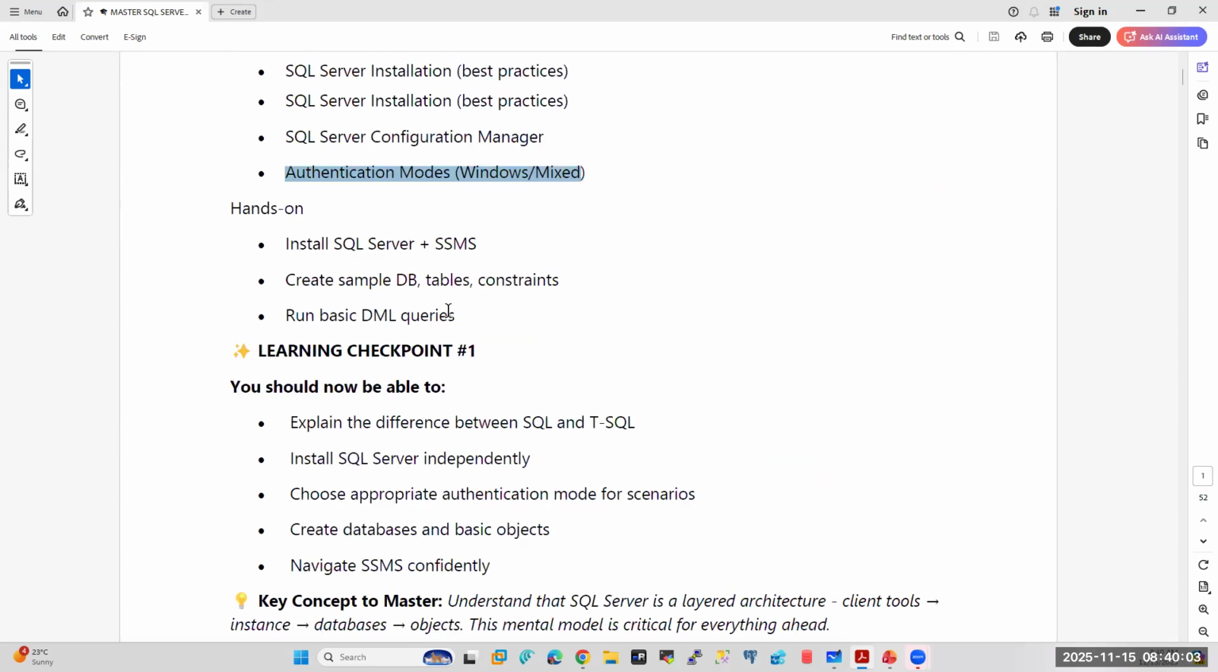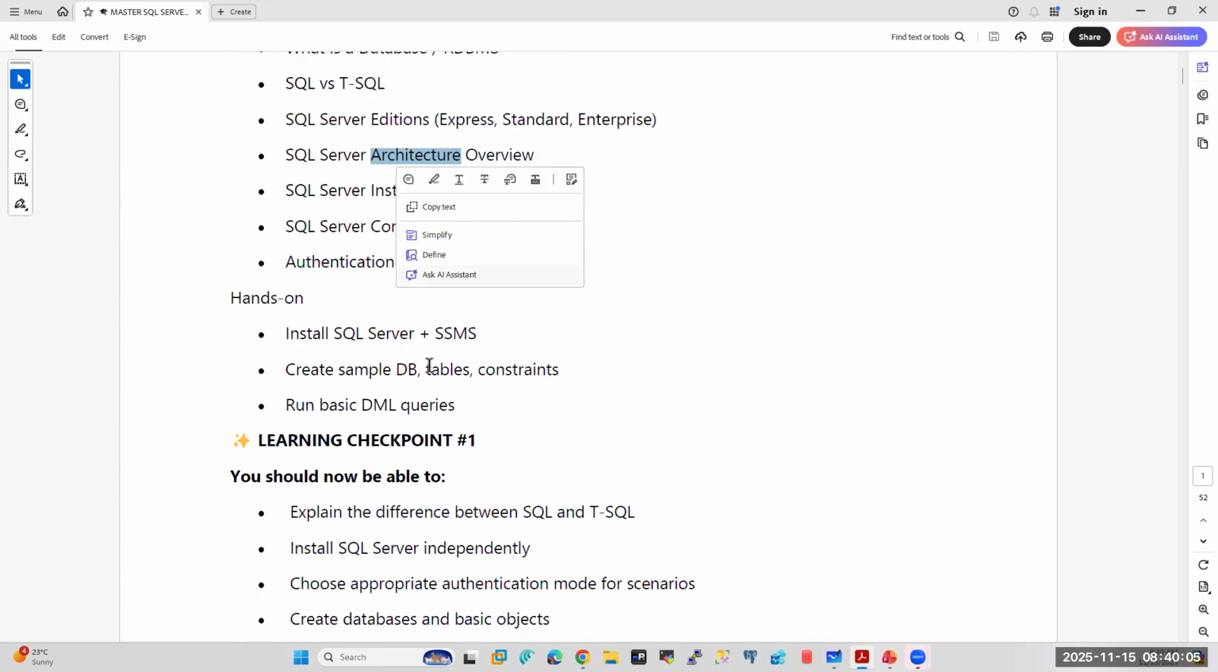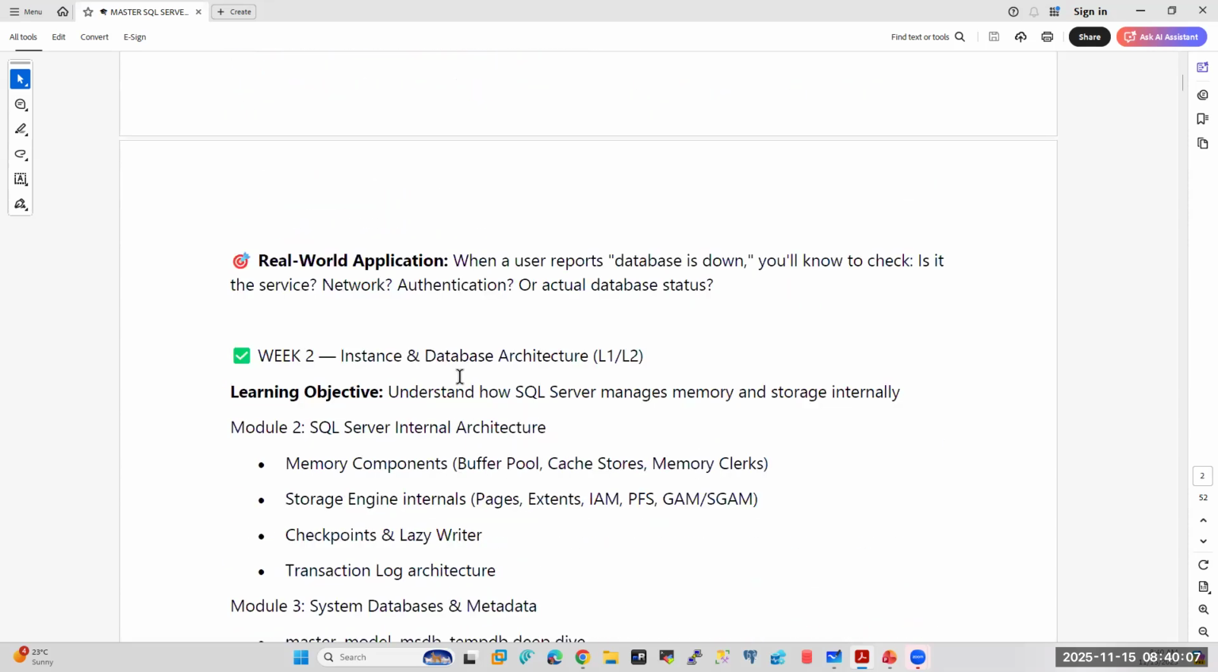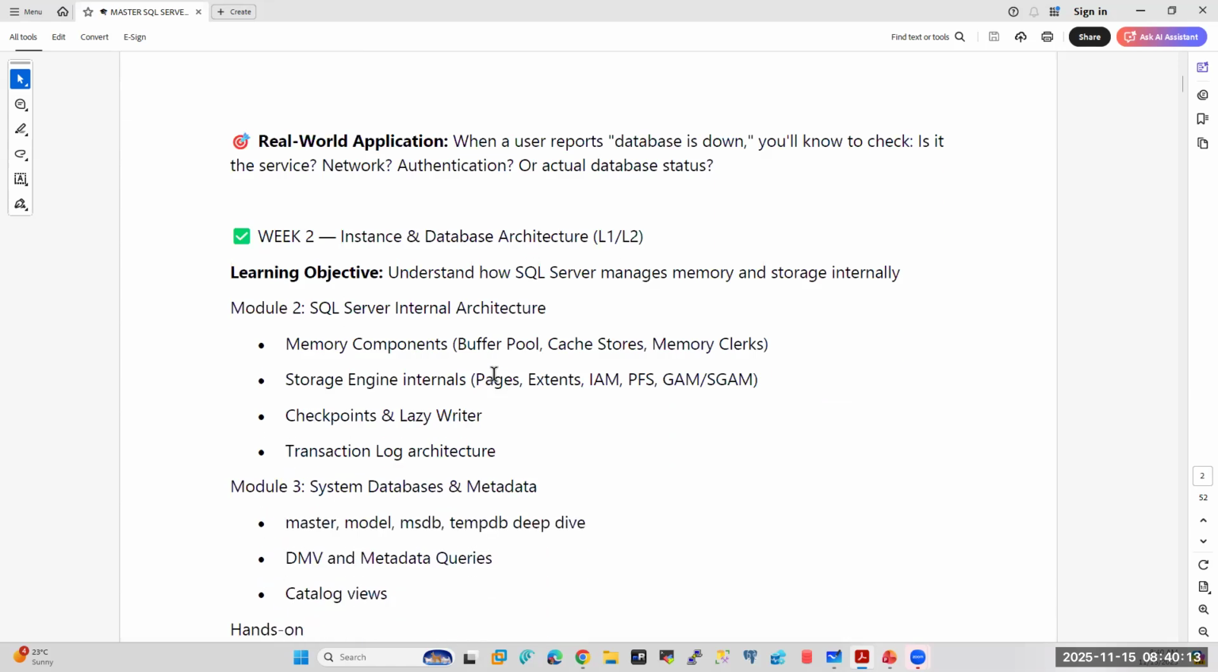When you go for architecture, there are two types of architecture in SQL Server. One is the engine, one is storage. So how the SQL engine works, how my storage works. Because finally you are going to store your data in storage only, somewhere on the disk. So especially we'll focus on storage engine architecture and DB engine architecture.